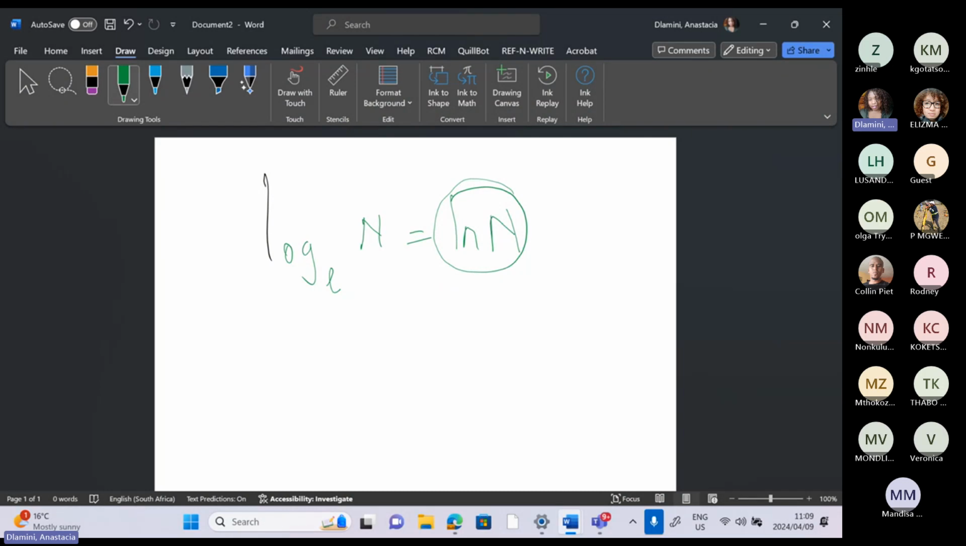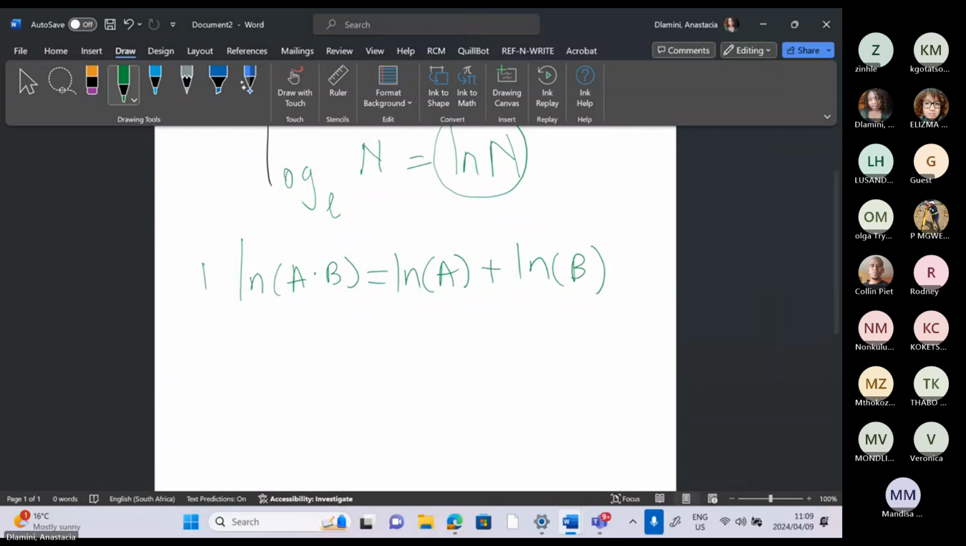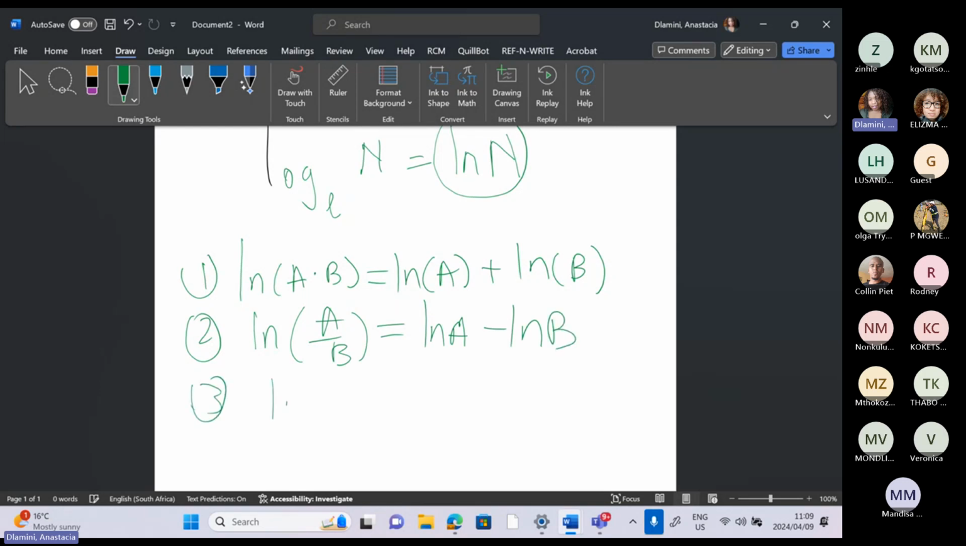And it also has the same properties as the log function, meaning that number 1, the ln of A times B is equal to ln of A plus ln of B. Number 2, the ln of A over B is equal to ln of A minus ln of B. Number 3, the ln of A to the power of n is equal to n times ln of A.